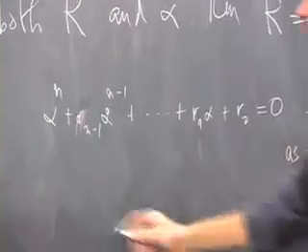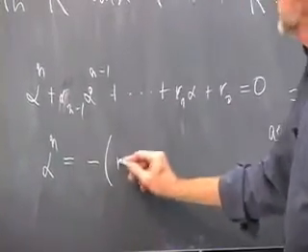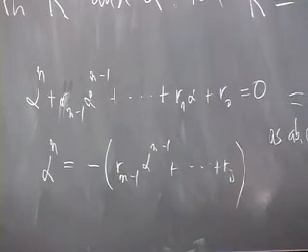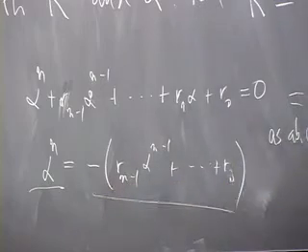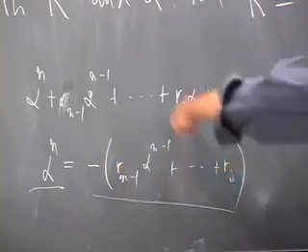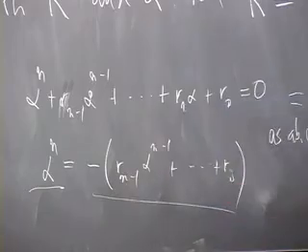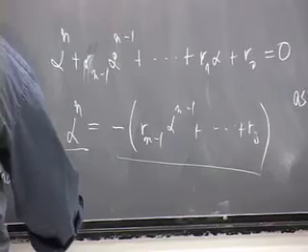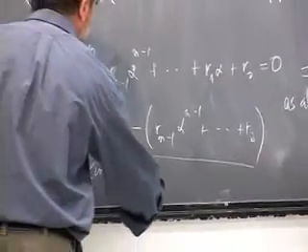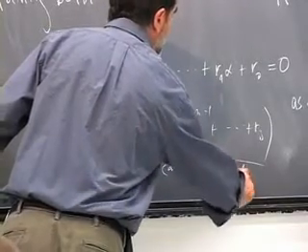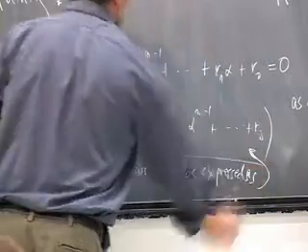And taking all this over to the other side, it says that alpha to the n is minus Rn minus 1 alpha to the n minus 1 and so on, plus R0. And consequently, this power of alpha can already be expressed in terms of the lower powers. And likewise, alpha to the n plus 1 can be expressed in terms of alpha to the n down to alpha, and then you re-express alpha to the n in terms of the lower powers. So this and all higher powers can be expressed as a linear combination of the smaller powers.